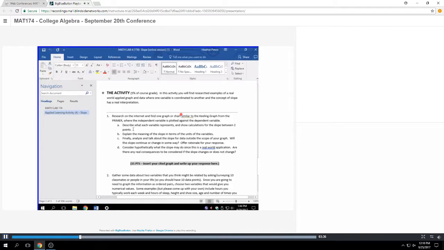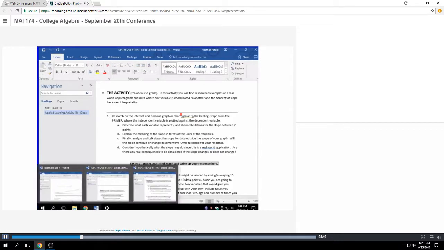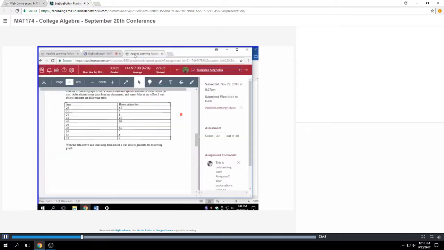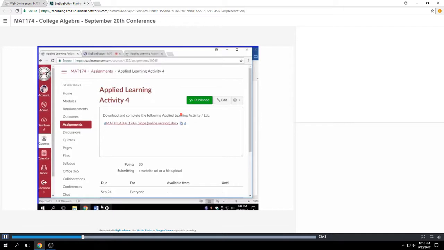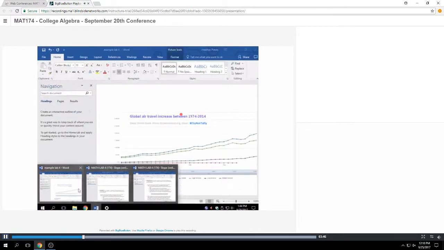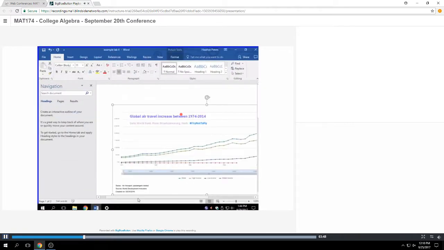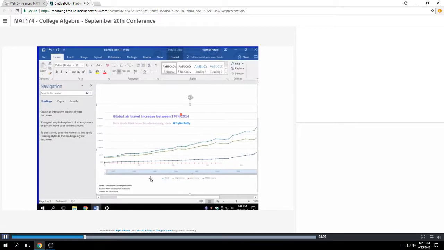So for an example, I have a graph here. Scrolling. Okay, so regarding travel, I love to travel, and so I looked up some information about travel and found this graph. And this is the global air travel increase between 1974 and 2014.